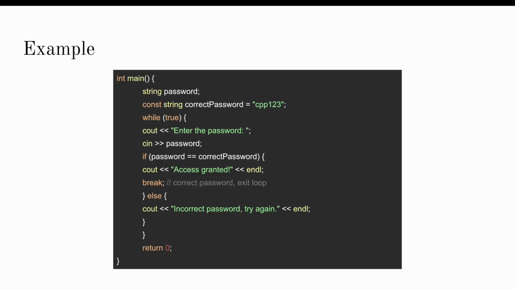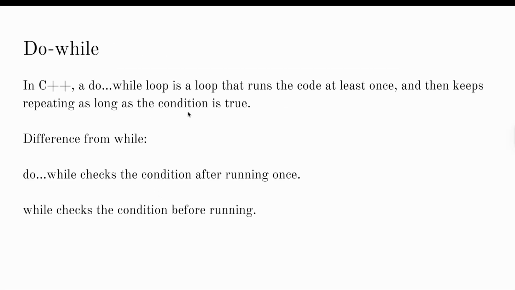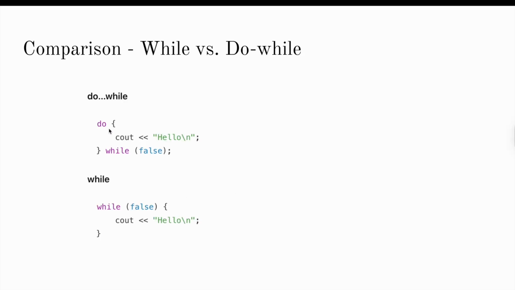And the last one is do while. The do while loop runs the code at least once, and then keeps repeating as long as the condition is true. Difference: do while checks the condition after running once. For the while loop, it will check the condition first, and if it's true, then it will execute the code. That's the comparison again. Do, it will print hello, it will run at least once, and then this is the condition here. If it is false, then it stops.